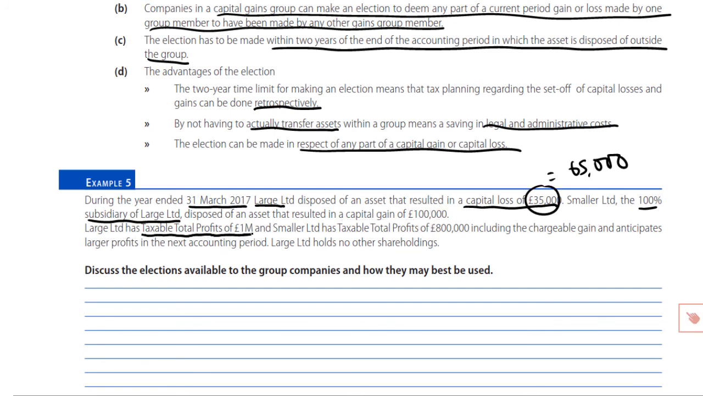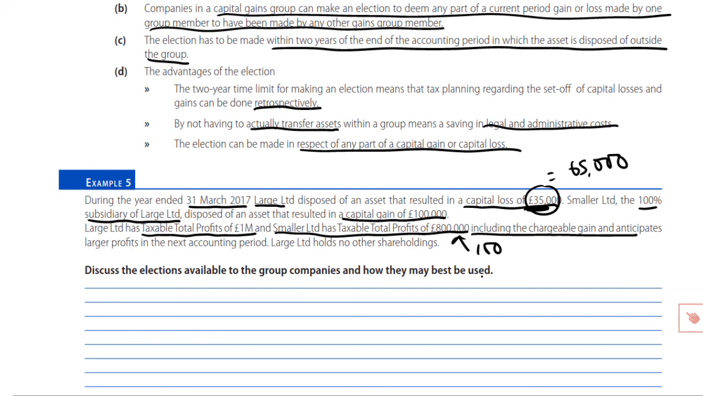Large has a TTP of 1 million and Smaller Limited has a TTP of 800,000. What we have is Large Limited has the loss of £35,000. Smaller, its 100% sub, has the gain of £100,000. So at this point in time, Smaller Limited has a TTP, including the chargeable gain, of £800,000. So included in that 800,000 is £100,000 worth of gain.